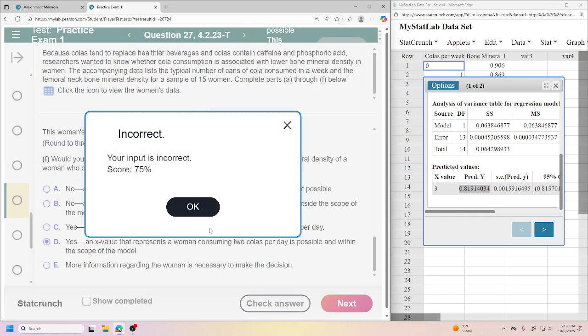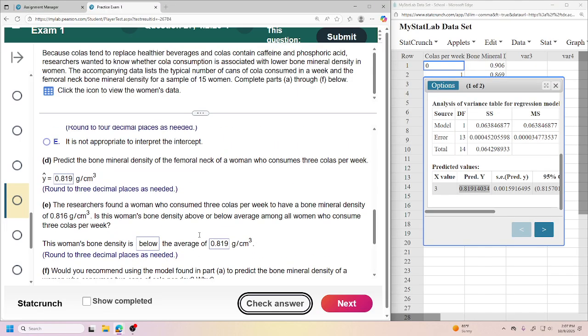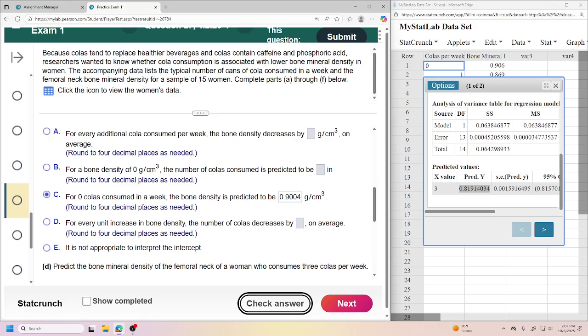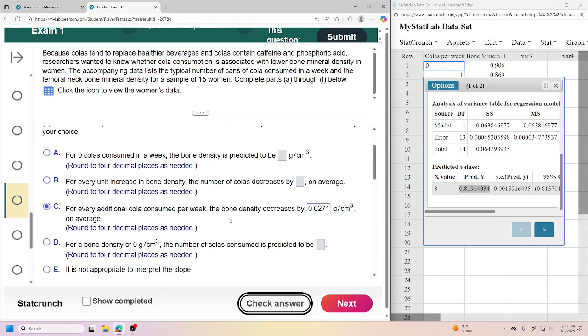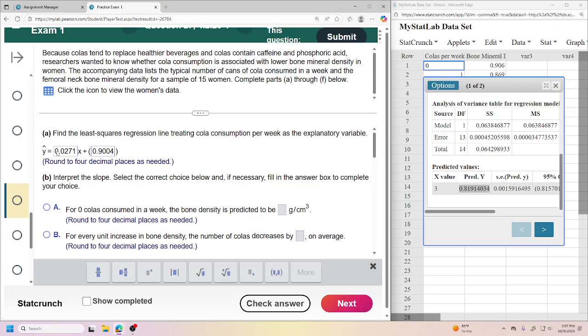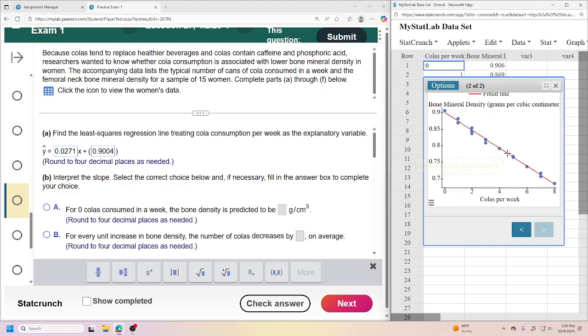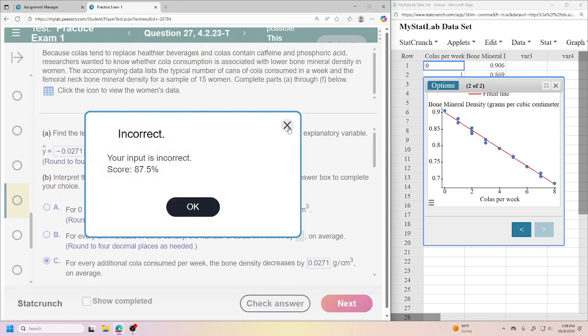Check answer. Okay, something's a little bit wrong. I wonder if it's something small that I did here. The bone density decreases by that much. Ah, you know what? Did you see it? No, look. Oh, it is the 0271, but there's something else. The minus sign. Yeah, look at that minus sign right there. Yep. Oh, okay, well, I'm getting a little better.